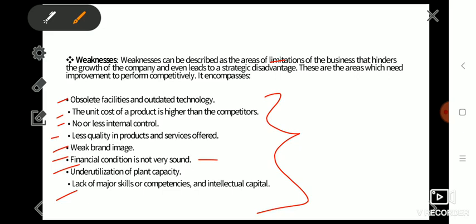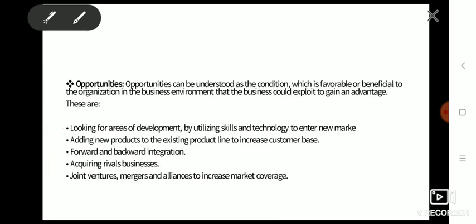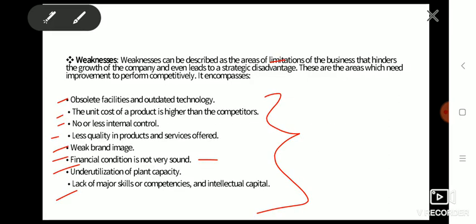Once it is improved, only then the company or the organization can attain their long term objectives and improve or increase the growth of the company. So this is all about weaknesses. Now we have dealt with S for strength and W for weakness. Next we will go to the terms O and T.